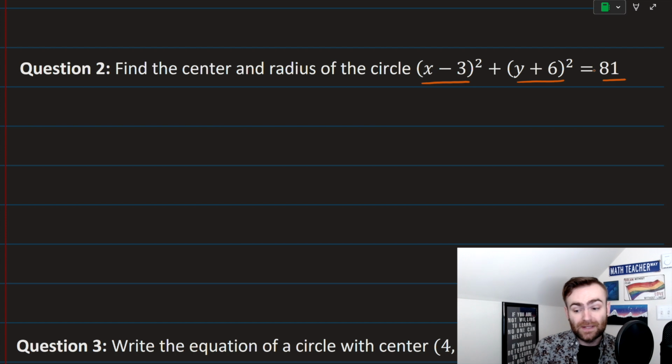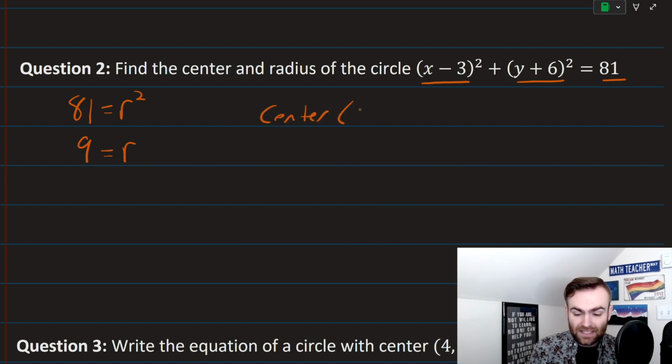First and foremost, we know that this equals r squared, so 81 is equal to r squared. So r is equal to its square root, or 9. So the radius is 9. The center is going to use these values here, but the opposite. So instead of minus 3, we're going to have a center at the x value of positive 3, and instead of plus 6, we're going to have a y value of minus 6. So the center of this circle is 3 comma negative 6, and the radius is 9.